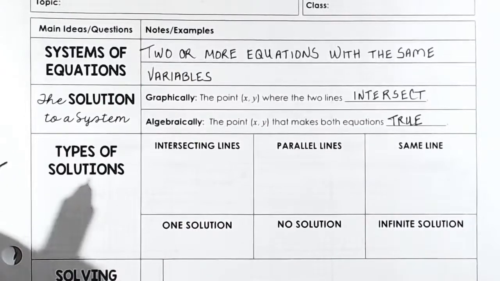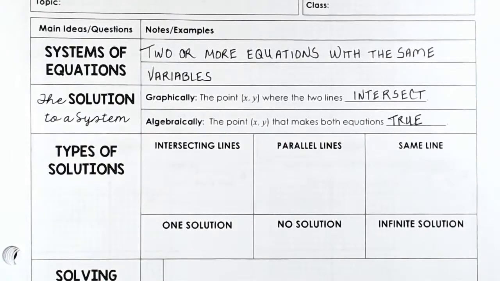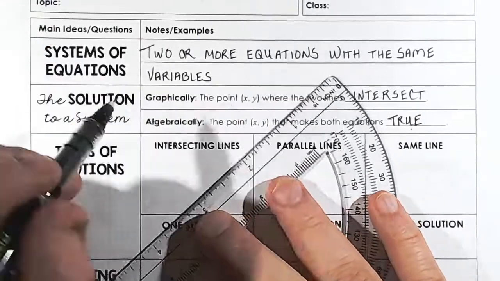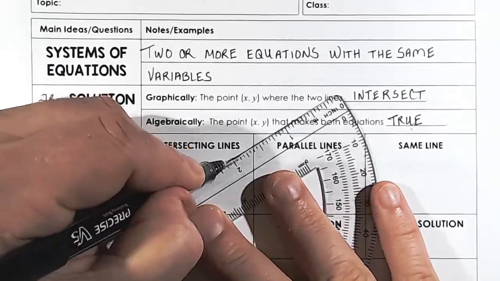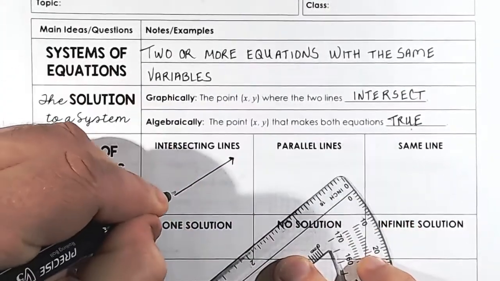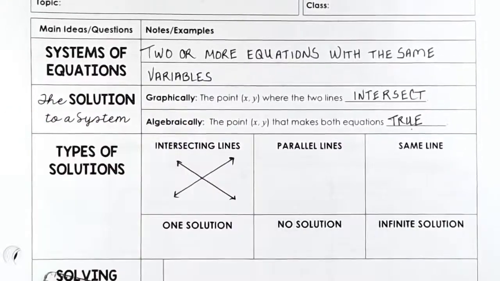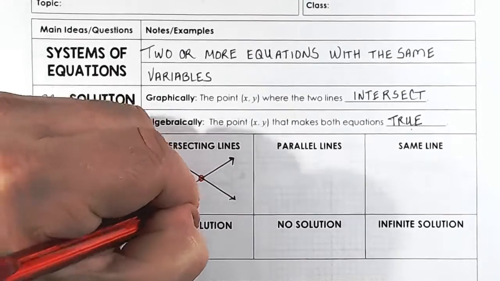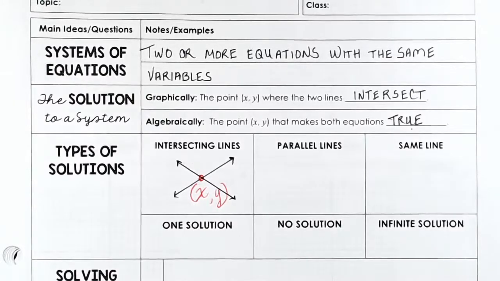So now let's move on to the six types of solutions that we can find. And for these first three, we're going to be drawing little pictures, so make sure you have a straight edge. The first type of solution graphically would be intersecting lines. So here's an example of two lines that intersect. And this point right here where they intersect will have an x coordinate and a y coordinate, and that right there is the solution to the system where the two lines intersect.